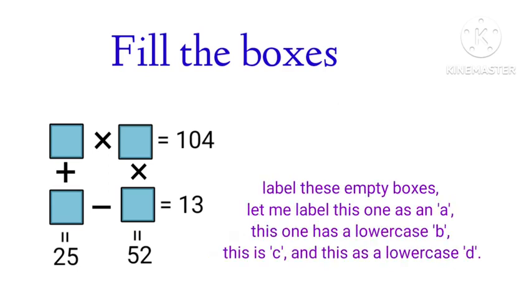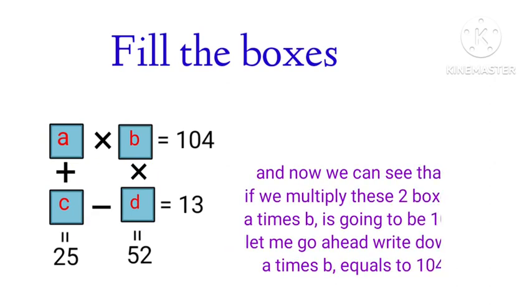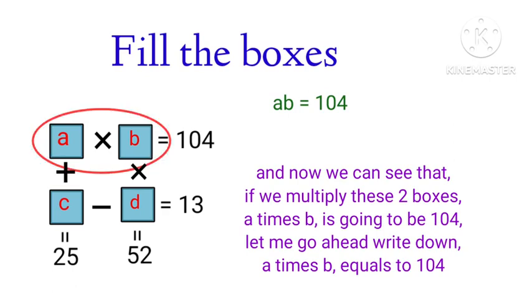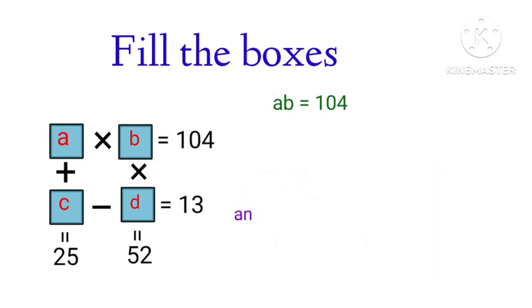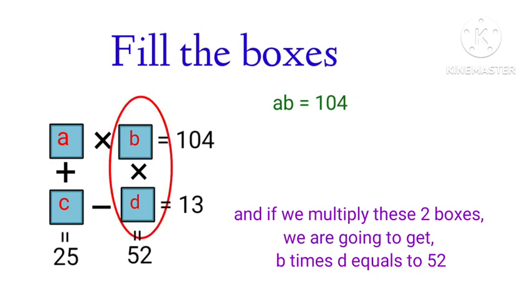Label these empty boxes. Let me label this one as A. This one has a lowercase b, this is C, and this is a lowercase d. Now we can see that if we multiply these 2 boxes, A times B is going to be 104. Let me go ahead and write down, A times B equals 104. And if we multiply these 2 boxes, we are going to get B times D equals 52.